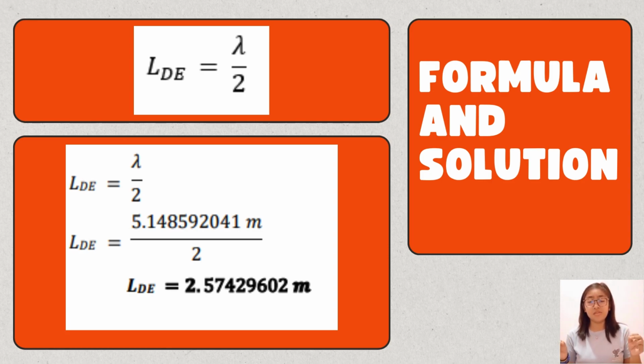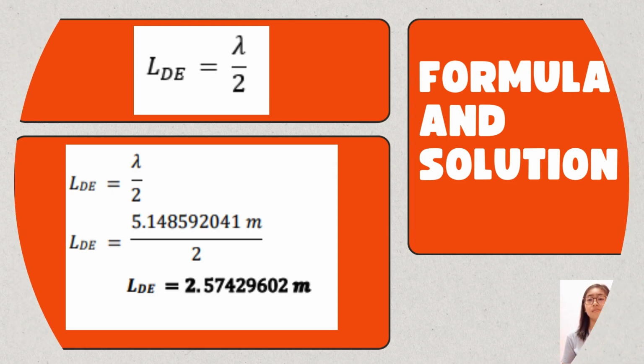Let's input our values. 5.148592041 meters divided by 2 is equal to 2.5742960 meters.